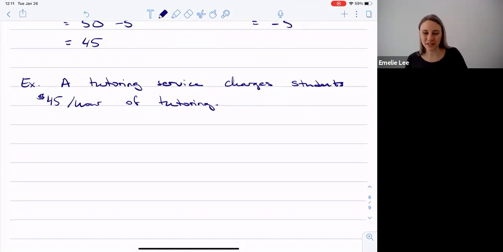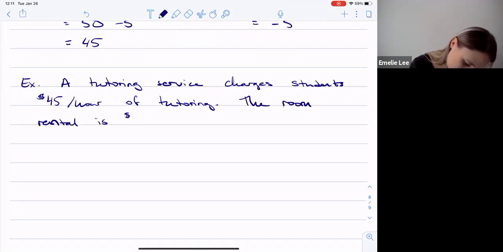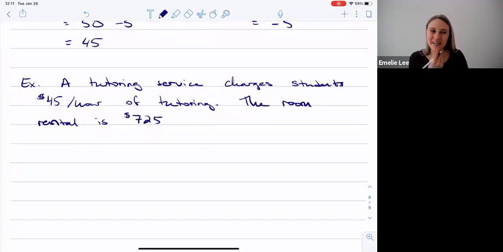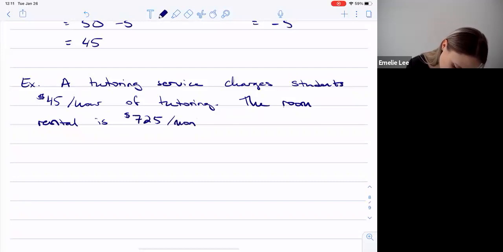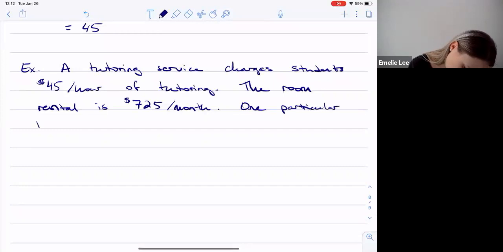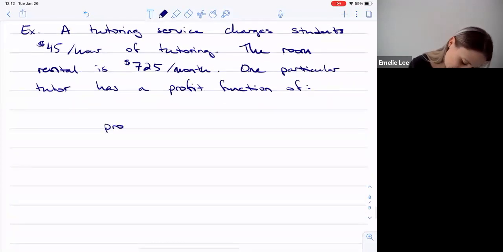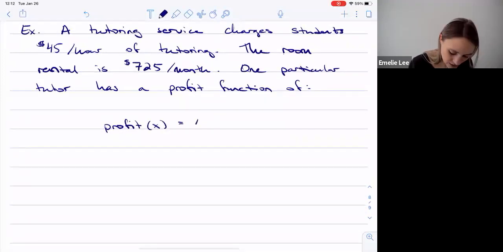The room rental is $725 per month, right? So we're going to have expenses. We can't just be making money. It is $725 per month. And one particular tutor has a profit function, and so this is how we're going to denote it. Profit of x is 45x minus 725.